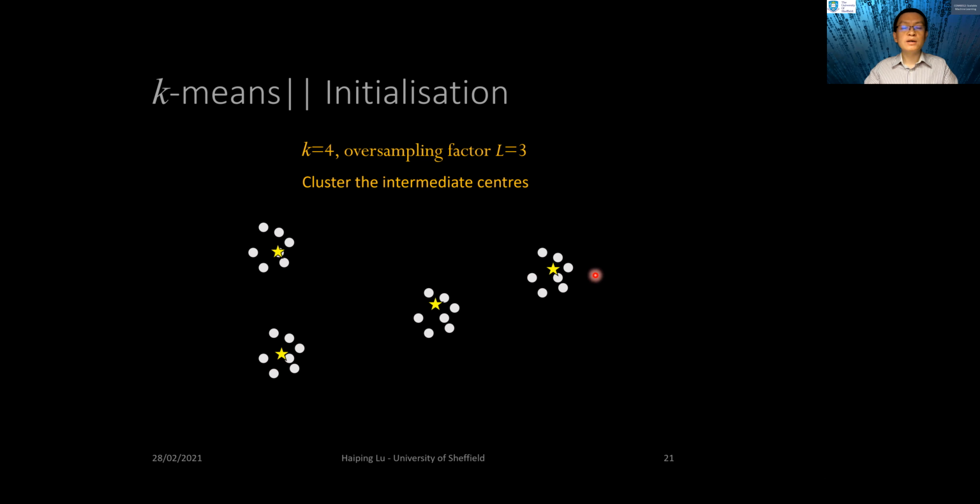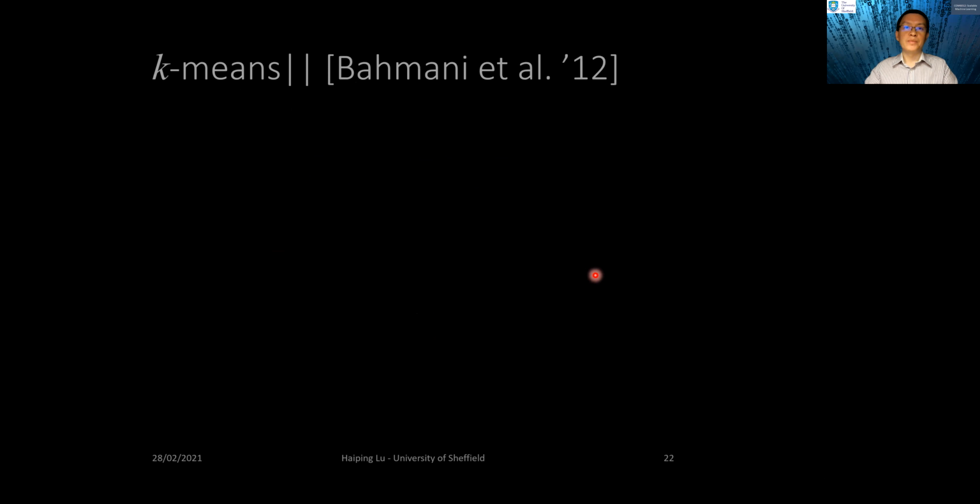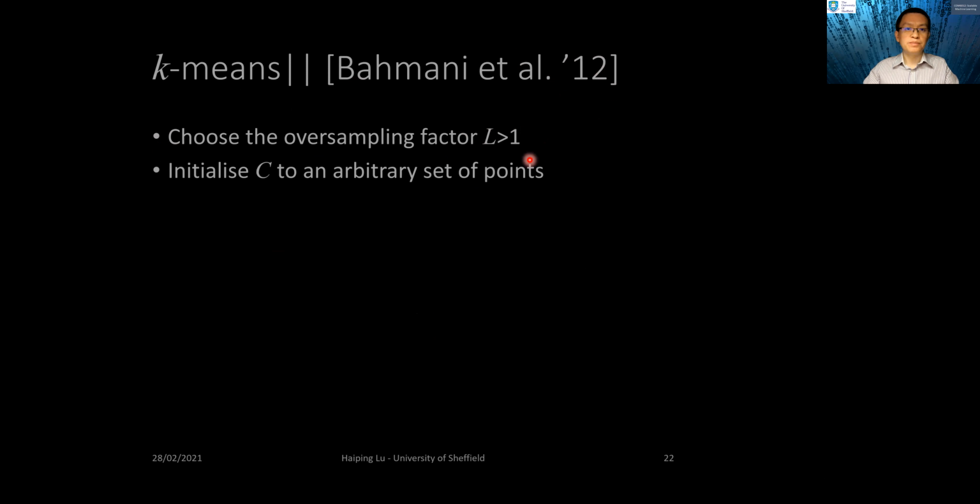So this is k-means parallel, proposed in 2012. The procedure has an additional hyperparameter: we need to choose the oversampling factor L, and it needs to be greater than 1.